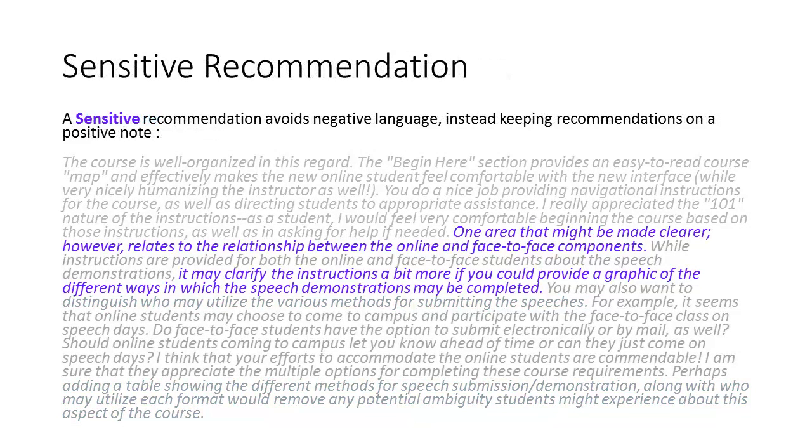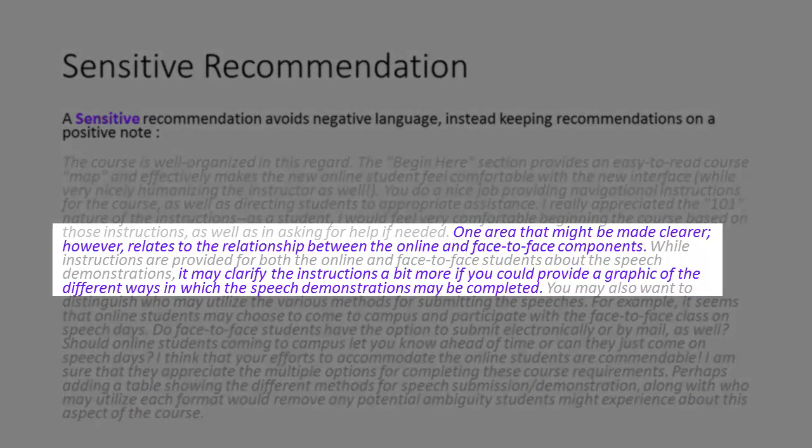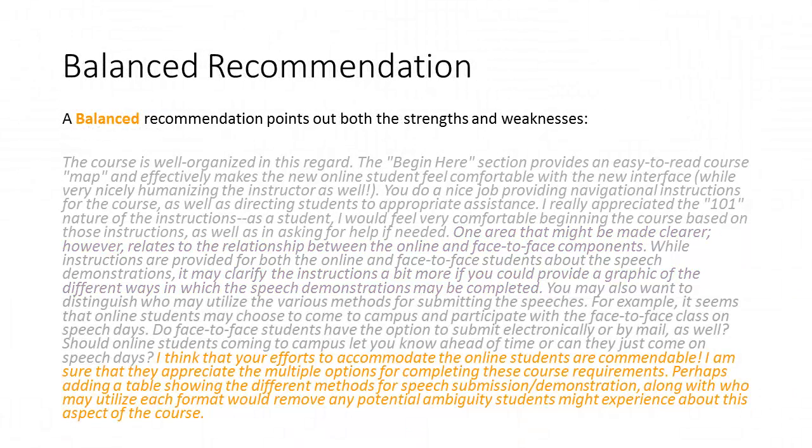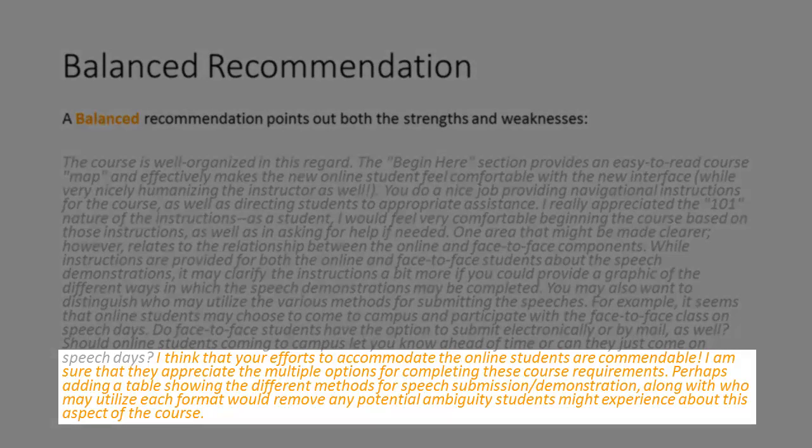A sensitive recommendation avoids negative language and instead keeps the recommendation positive. The purple text indicates an example of a sensitive recommendation. And finally, a balanced recommendation points out both the strengths and weaknesses of the course as it applies to the specific review standard. The gold text indicates an example of a balanced recommendation.